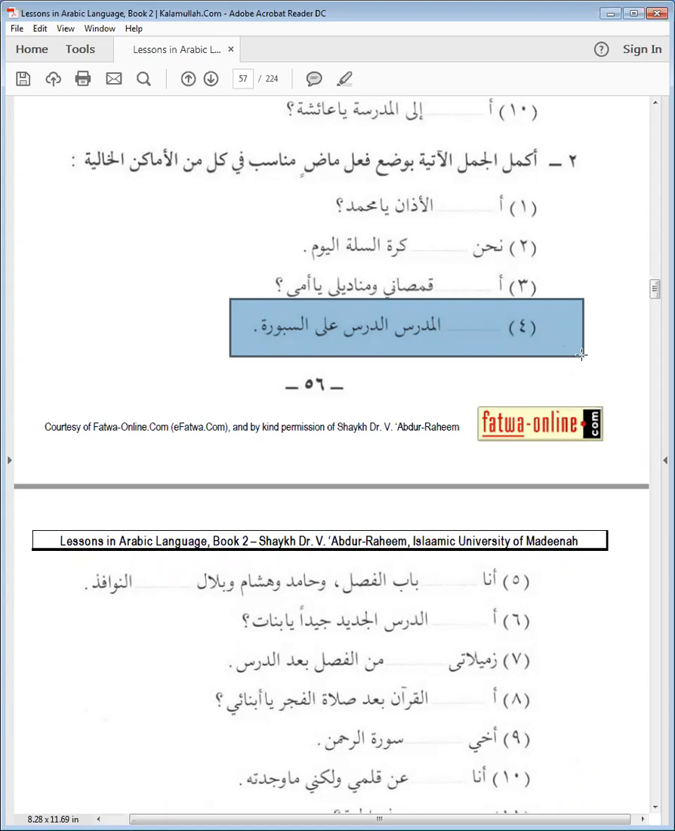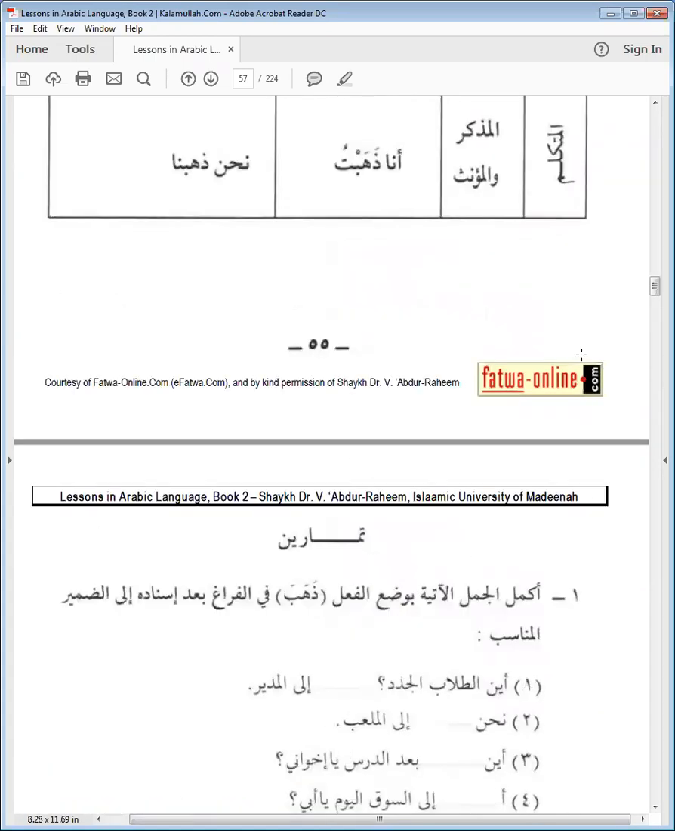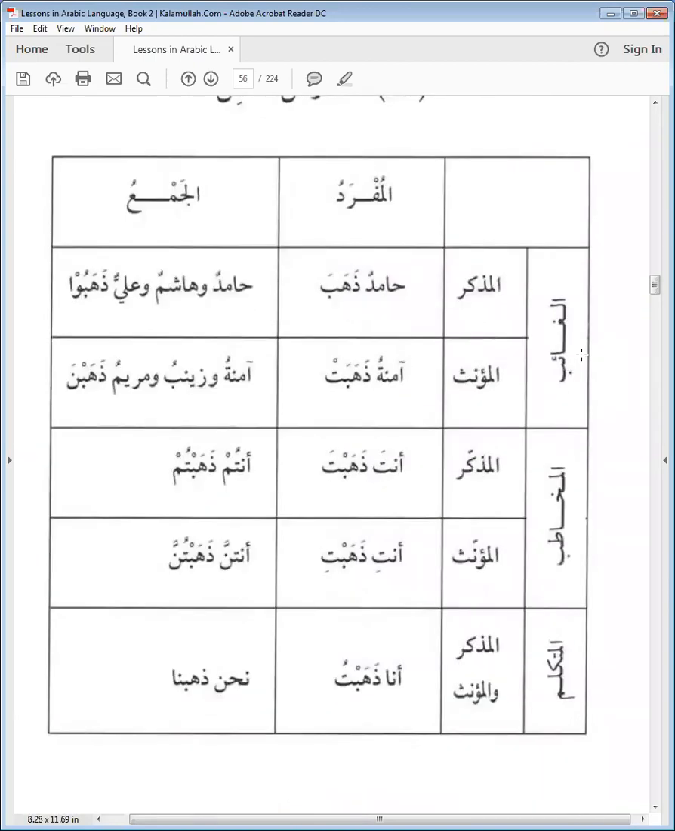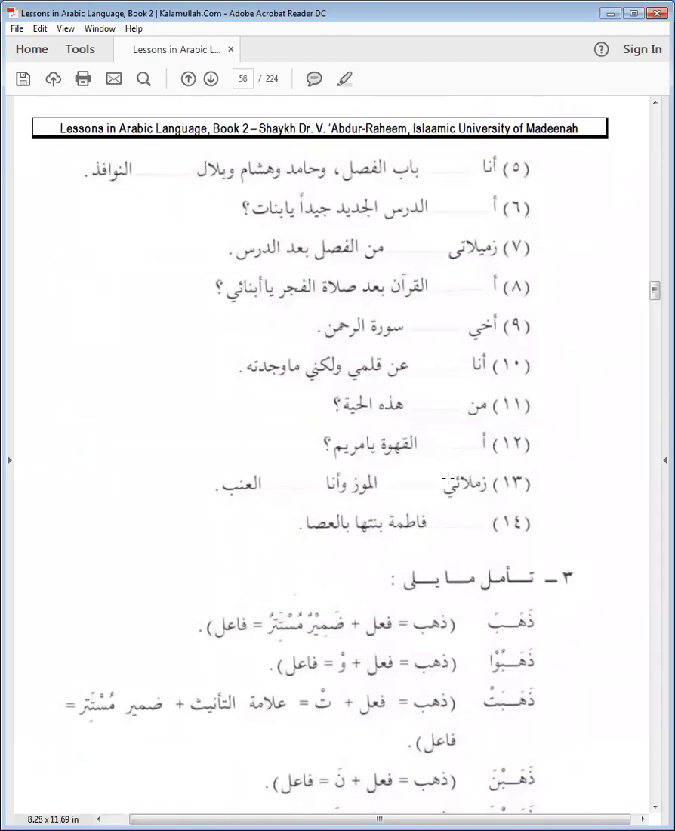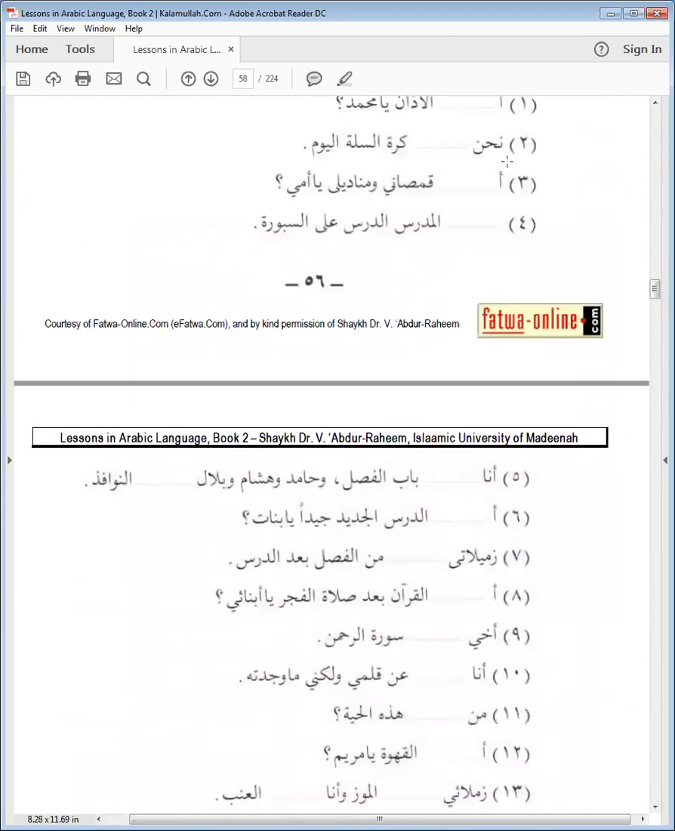So we have to use the third person, and it's mudarris, so we know it's masculine and singular, so we use the third person masculine singular form. Al-ghaib is third person, al-mudhakkar is masculine, and al-mufrad is singular. So third person masculine singular will be dhahaba. In that case it will be kataba. So we use the verb kataba: kataba al-mudarrisu ad-darsa ala saburati. All right?